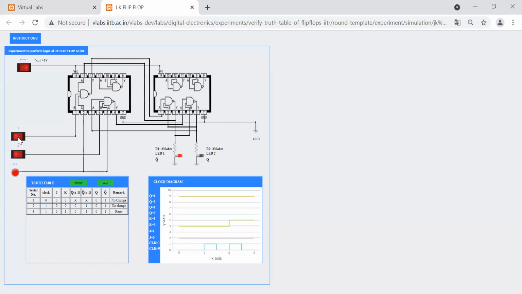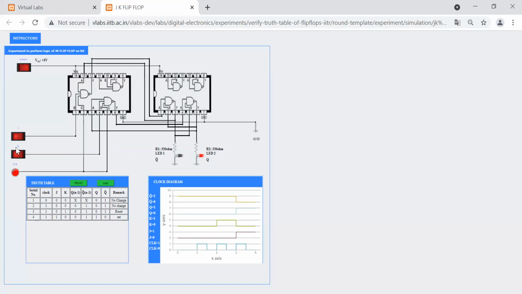Now we will apply the next input in which J is 1, K is 0, and we will apply the clock. I will add this. So when J is 1, K is 0, and the clock is applied, at that time Q will become 1, and it is the set state of the flip-flop. So here the LED corresponding to Q glows, and the Q bar LED is off.